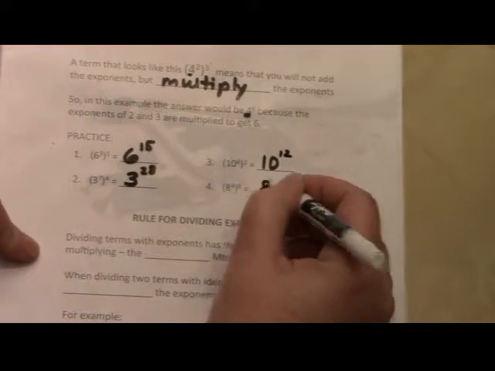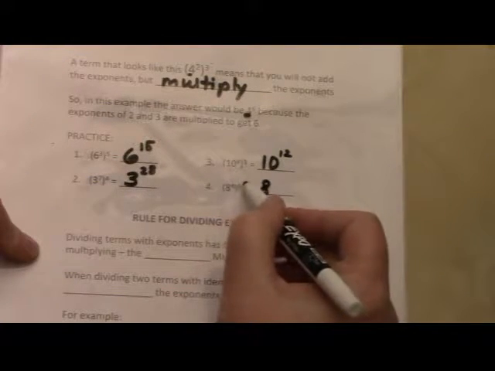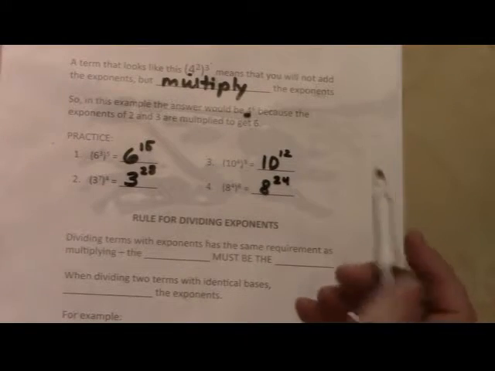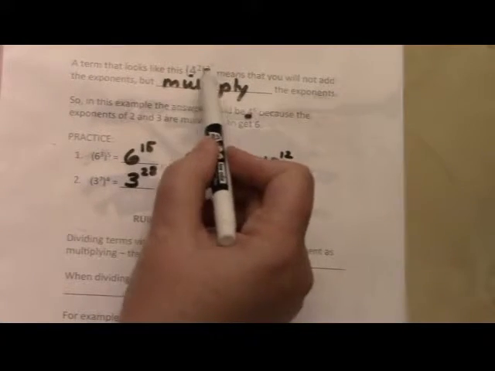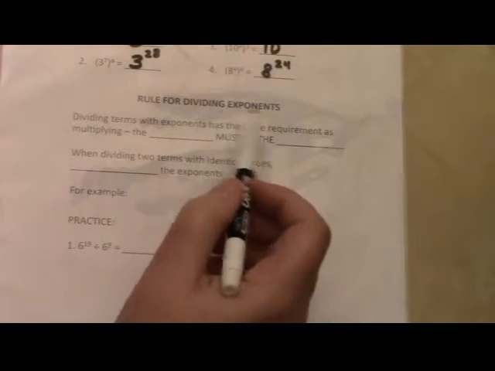8 is my base, that stays right there. 8, 4 times 6 is 24. Okay, so when we have an exponent on an exponent like that, we multiply. Let's take a look at how we divide exponents.